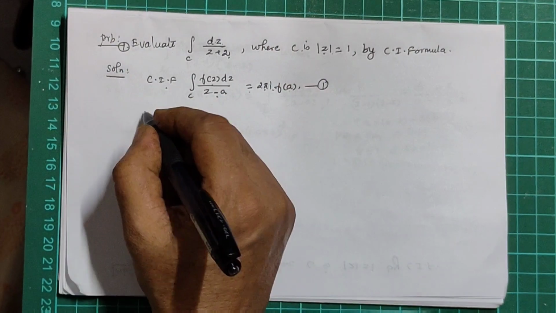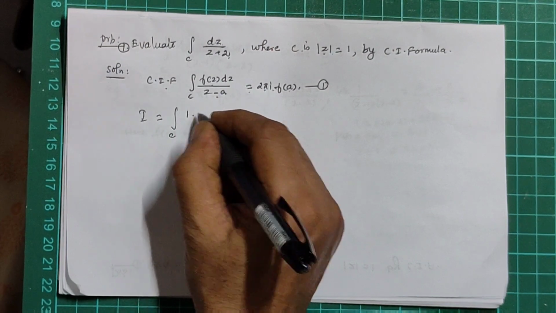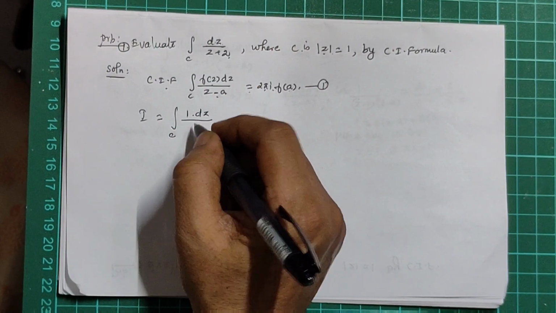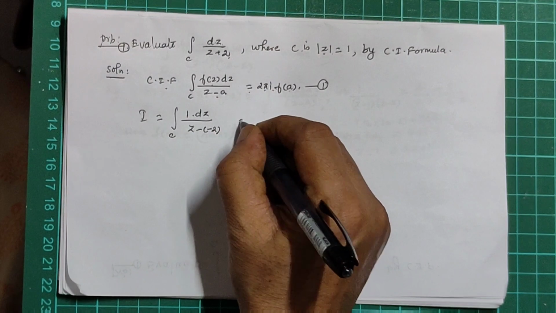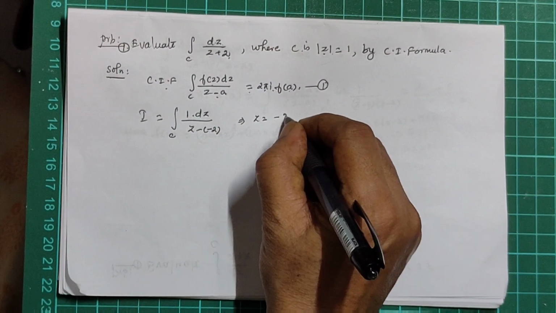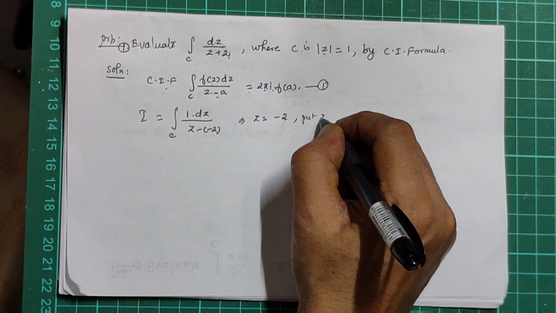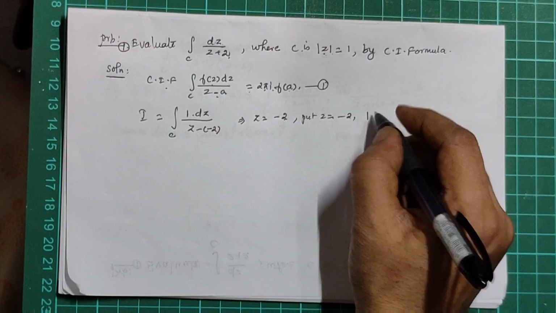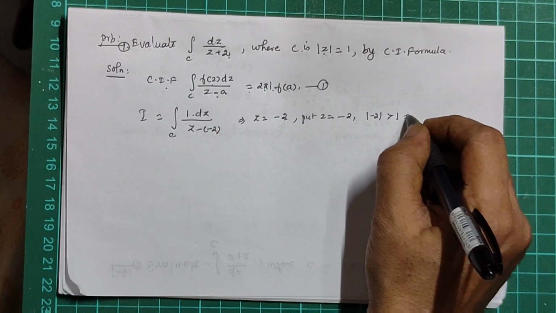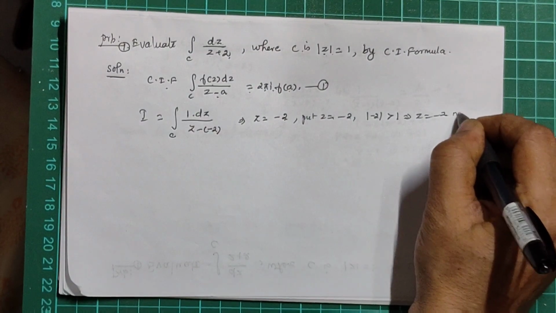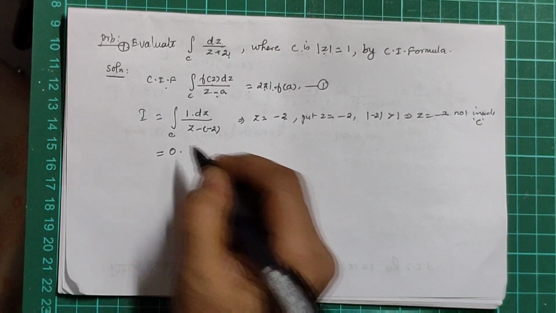Let me take it as equation number 1, and let our problem be integration over C f of z dz divided by z plus 2. f of z is considered as 1 here because there is no z term in the numerator. I can write z plus 2 as z minus of minus 2, so from this we conclude that z is equal to minus 2. Now you have to check whether this point is inside the closed region. When I put z equal to minus 2 in modulus of z equal to 1, minus 2 is not at all less than 1, but it is greater than 1. That means z equal to minus 2 is not inside C. Therefore, the value of this integration is equal to 0.